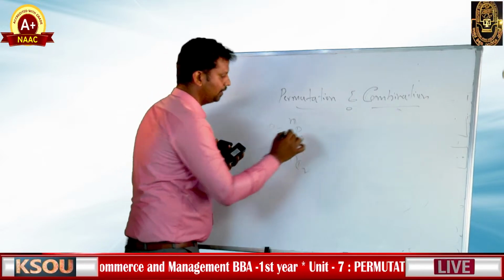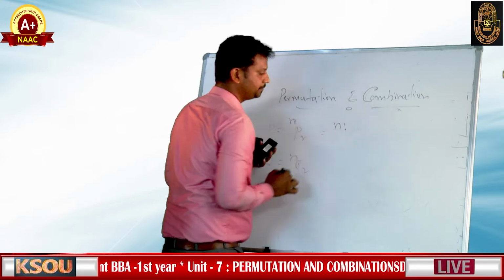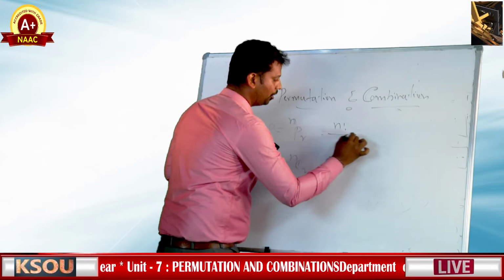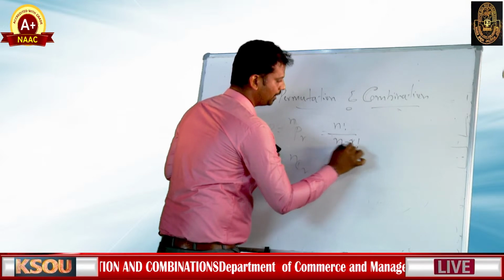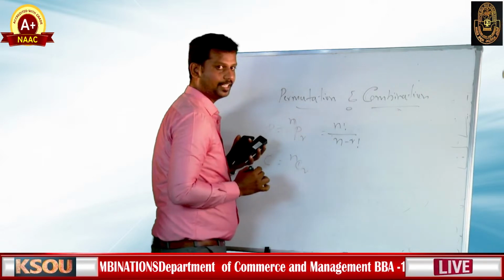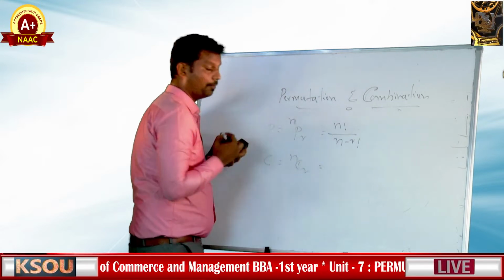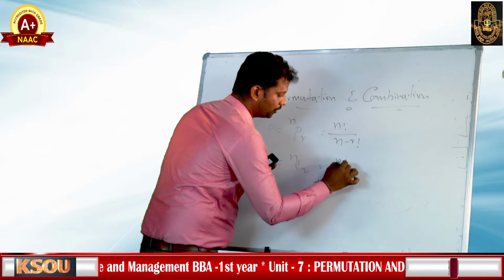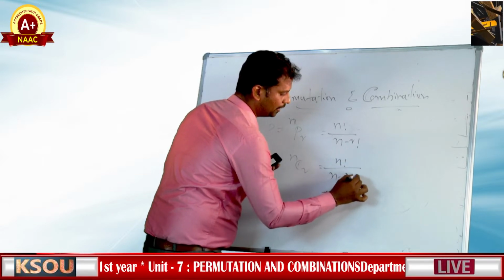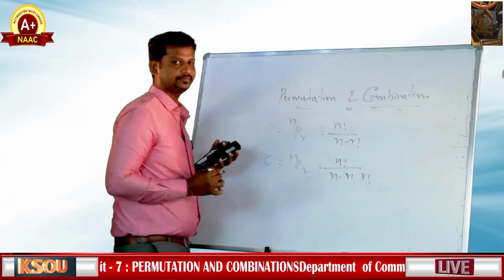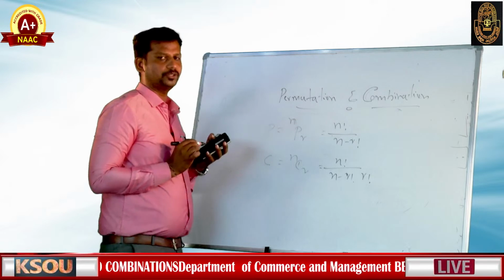Simplification formula: n factorial divided by n minus r factorial. So in a combination, n factorial divided by n minus r factorial into r factorial. So now the question is, what do you mean by n factorial?